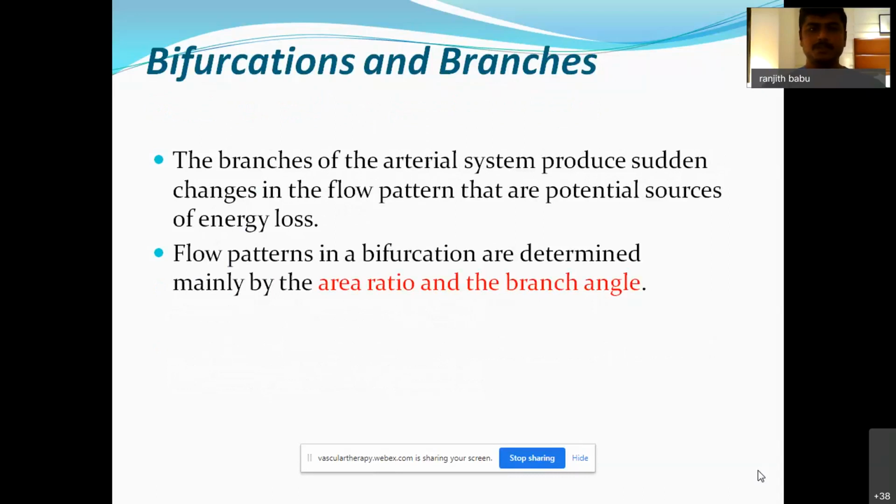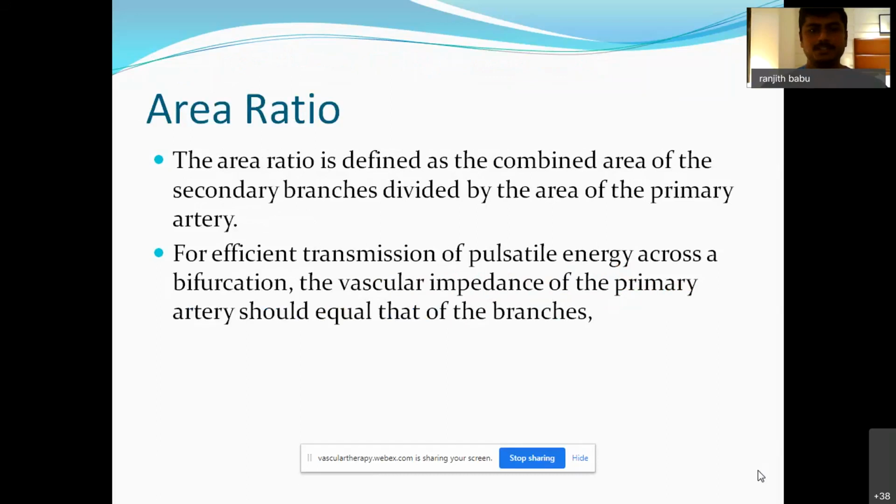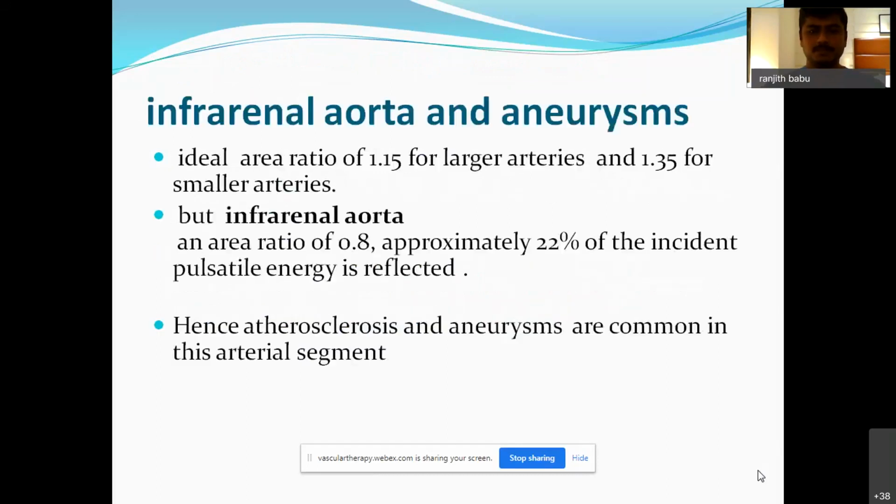The next hemodynamic principle we are going to see is bifurcation and branch blood flow. The branches of the arterial system produce sudden changes in the flow pattern that are a potential source of energy loss. The flow patterns in bifurcations are mainly determined by two factors, the area ratio and the branch angle. Area ratio is defined as the combined area of secondary branches divided by the area of the primary artery. For efficient transmission of pulsatile energy across a bifurcation, the vascular impedance of the primary artery should be equal to that of the branches. Ideal area ratio is 1.15 for a larger artery, 1.35 for a smaller artery.